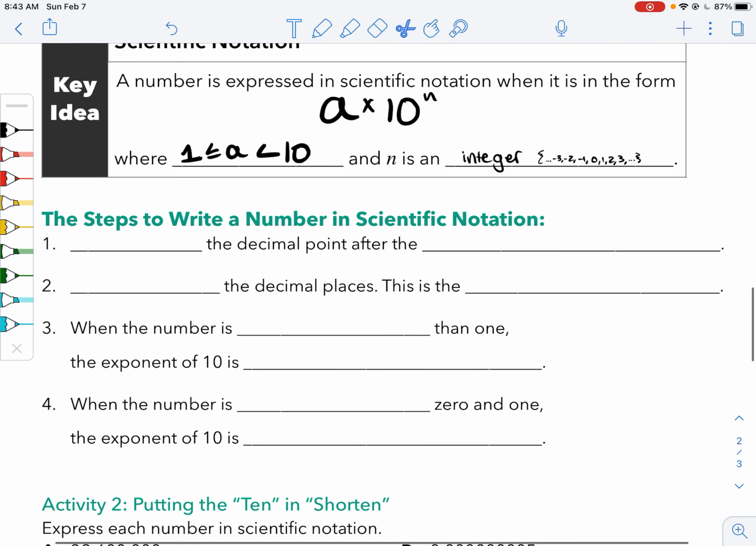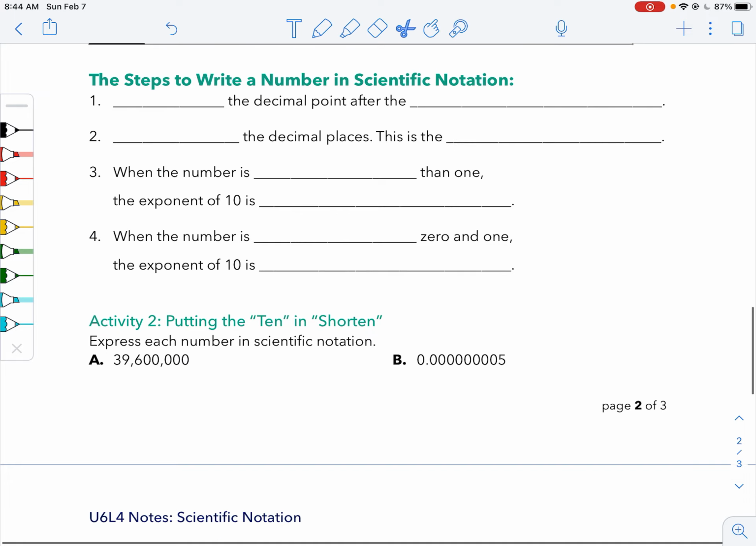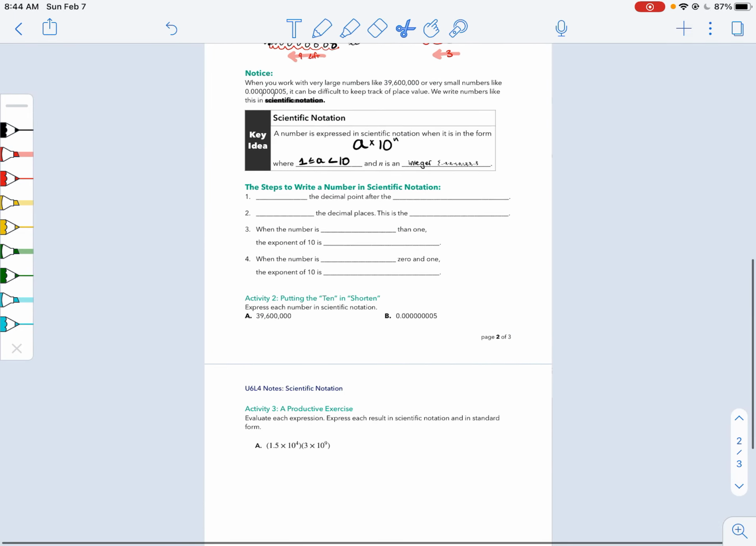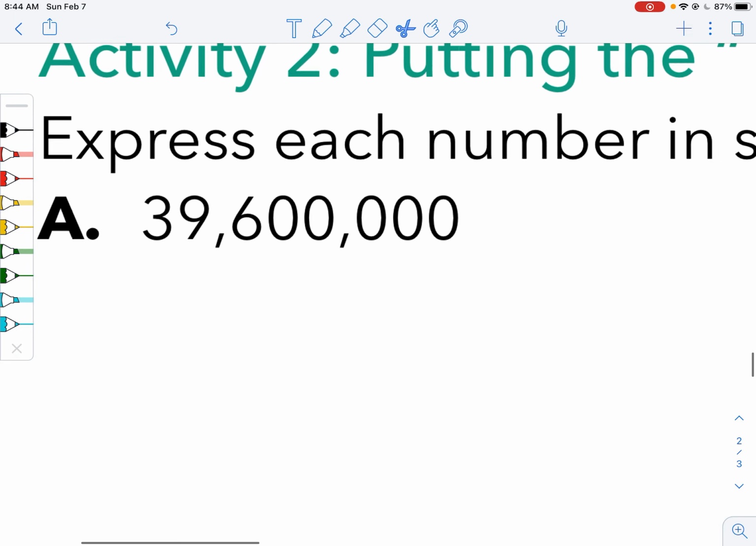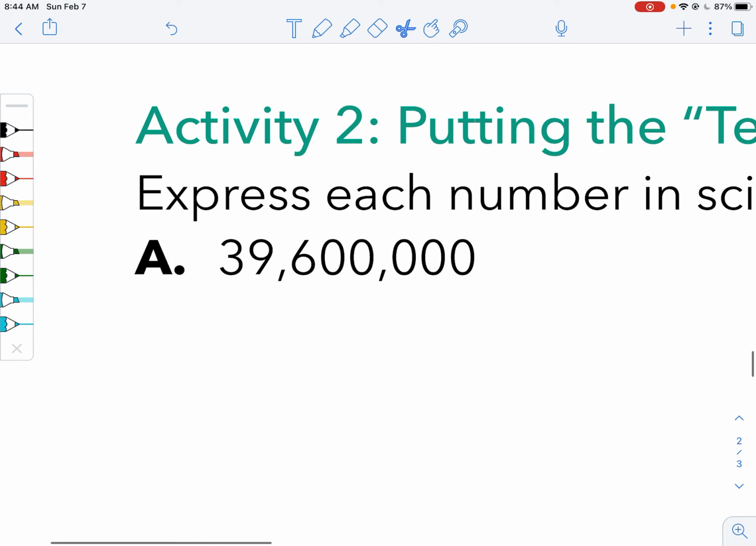So here's how to write a number in scientific notation. I'm going to do one for you, and then we'll look at our steps, and then we'll do another one. Let's just take the numbers that I dealt with. So let's start with 36,600,000. The very first thing I want to do is take my decimal point and move it to the first non-zero digit.